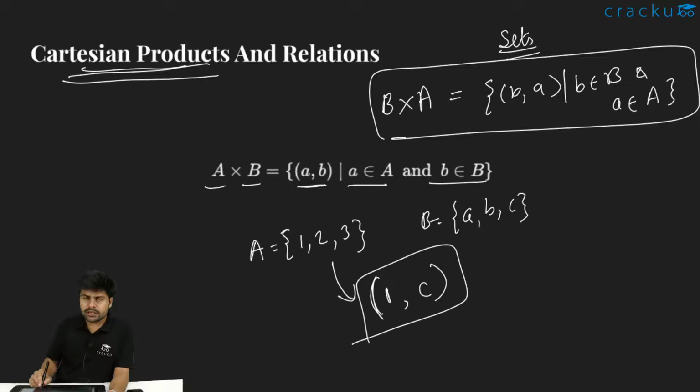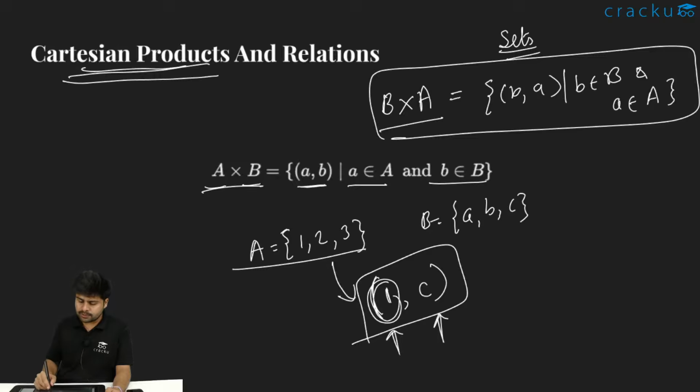What is important to note is that B cross A need not be the same as A cross B, because remember, when A and B are different sets, they are not equal to each other. If you do A cross B, then the first element will be a number because A has numbers. The second one will be an alphabet because B has alphabets. Instead, if you do B cross A, then the first element will be an alphabet, the second will be a number. So A cross B is different from B cross A if A and B are different sets. If they are the same sets, then that's a different story. But I hope you understand what Cartesian product is.